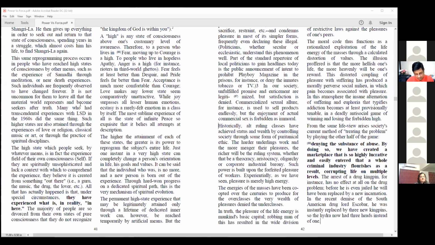From the same life view arises society's current method of treating the problem by playing the other half of the game, denying the substance of abuse. By doing so, we have created a marketplace that is so highly lucrative and easily entered that a whole criminal industry flourishes as a result, corrupting life on multiple levels. The arrest of a drug kingpin, for instance, has no effect at all on the drug problem. Before he is even jailed, he will have been replaced by a new incarnation. In the recent demise of the South American drug lord Escobar, he was instantly replaced by 3 new kingpins. So the Hydra now had 3 heads instead of 1.